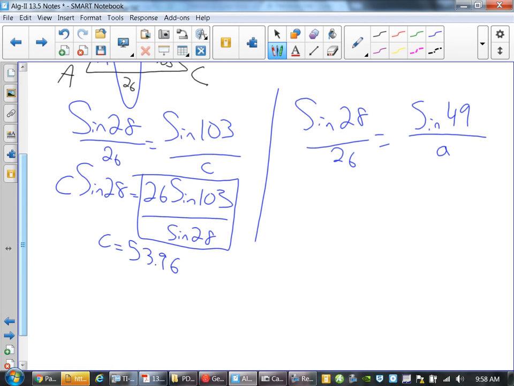Are you in degree mode? I forgot to tell you. Did you get yours in degree? Do you want to change that? Get the mode button. Yeah, you won't get that answer if you're in radian mode. Okay. Everybody get that for c?